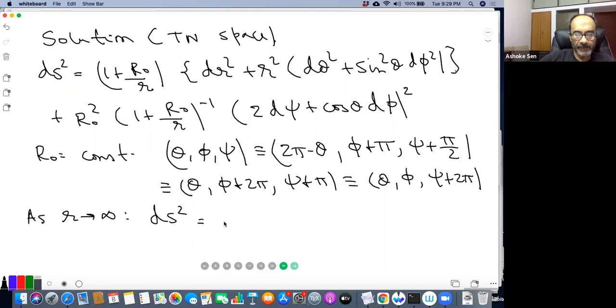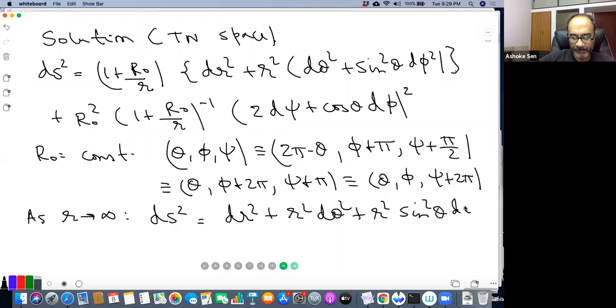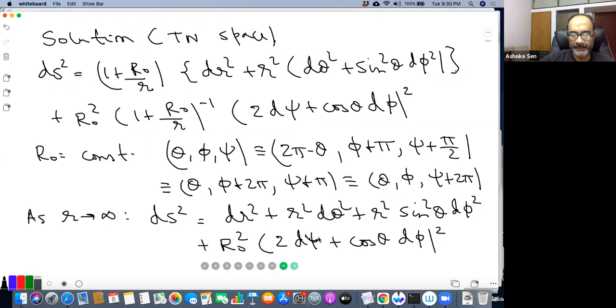So this becomes dr squared plus r squared d theta squared plus r squared sin squared theta d phi squared. You can recognize this as a 3-dimensional Euclidean space. These are just the transverse space to the monopole. And then we have R0 squared times (2 d psi plus cos theta d phi) whole squared. So psi is a compact coordinate, right? That's what labels S1 tilde.